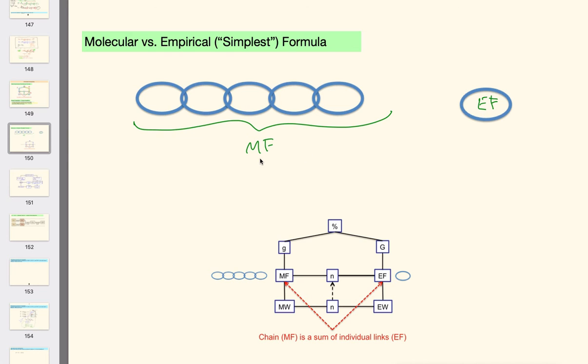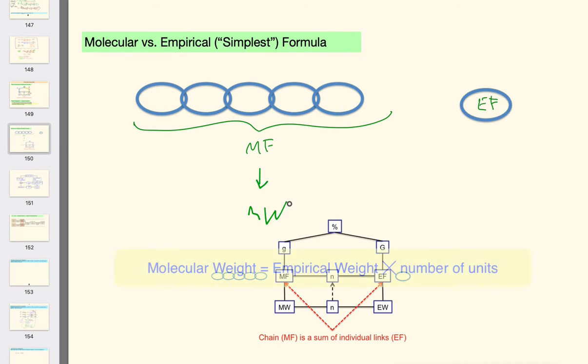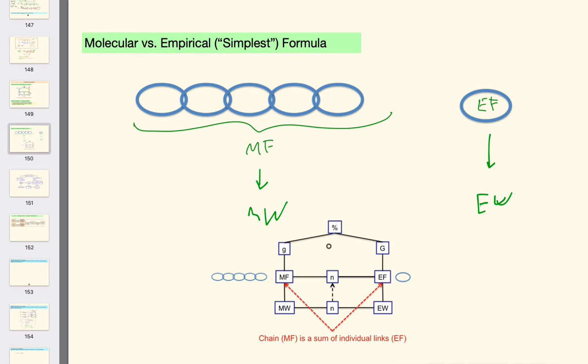Here's something else you need to know. A molecular formula has a molecular weight, right? So what is the molecular weight of this material? The molecular weight is just the weight of one of these times 5. It's the weight of all of them together. Now, an empirical formula can also have an empirical weight. How do you calculate that? Easy. You just add up all the atoms in that simple formula. So the empirical weight is just the weight of one of these. With that as a backdrop, let me show you one more graphic before we move on.